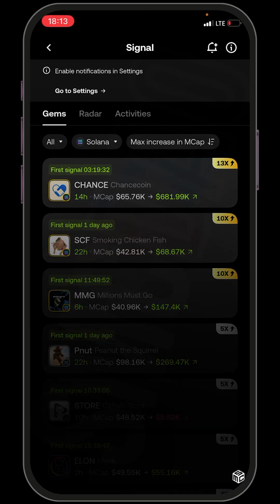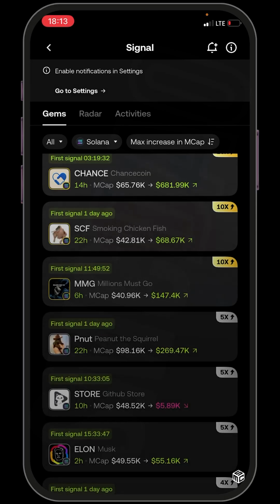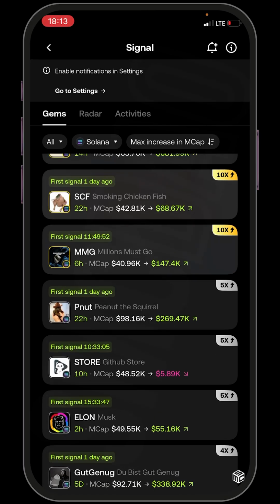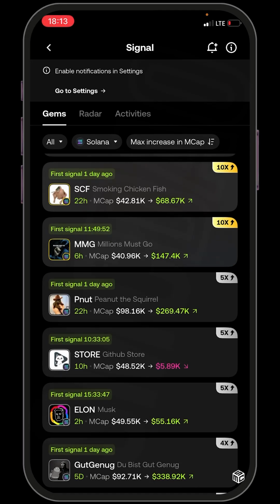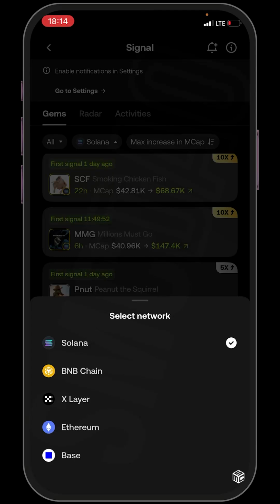So guys, think of this whole section, that's the Signal section, like a smart detector for your crypto research. We have gems, radar, and activities. So our gems is where OKX algorithm automatically highlights early stage opportunities and trending movements before they hit social media. So you click this arrow right here, this drop down arrow, to select network of your choice. So if you want Solana, you click Solana. If you want gems on BNB chain, you click BNB. If you want it on Ethereum or Base, you click the network of your choice.